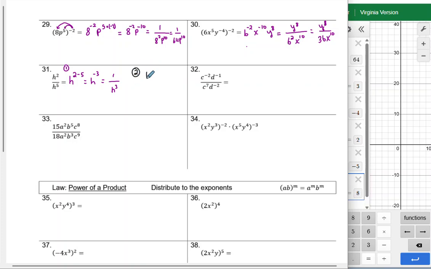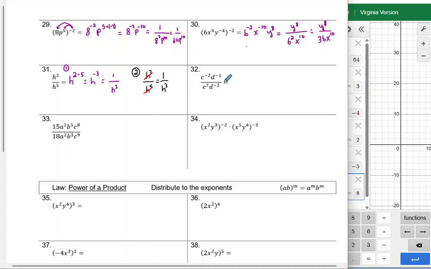Okay? So if you have h^2 over h^5, what you can do is just cancel them out. You can take out 2 of the h's in the numerator and take out 2 of the h's in the denominator. This is just another way you can do it. So you have no h's left in the numerator, so you do need that 1. And then if you take out 2 from the 5, you're left with 3. Okay.